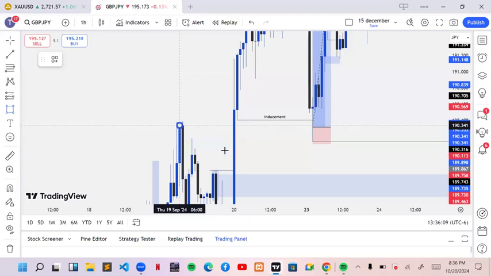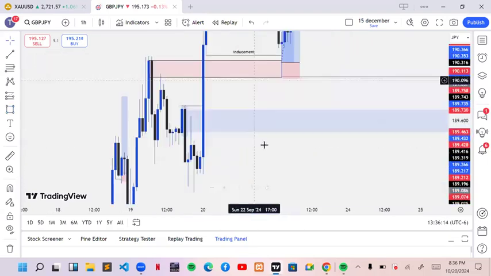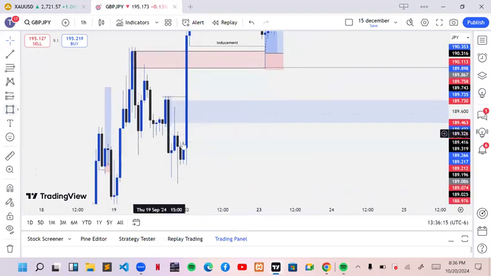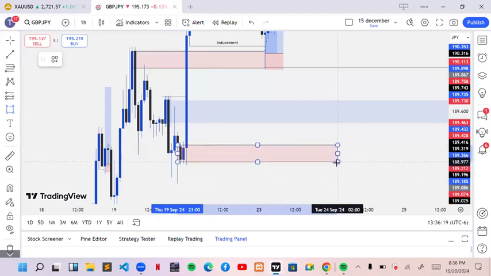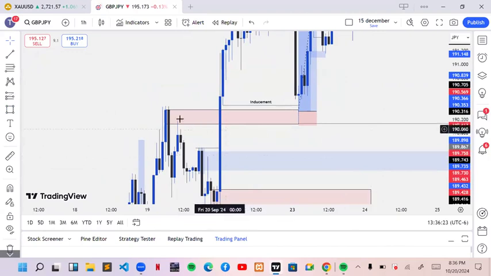Remember, if you're marking a breaker block, you mark from the body. This is our breaker block right here. And then for our other block, it's actually down here. There's another block down here, and there's a breaker block here. Both of them are points of interest.